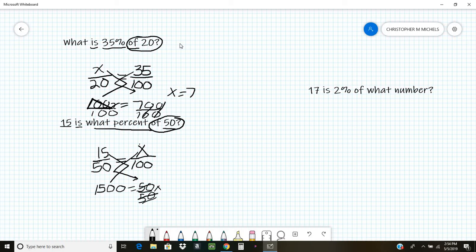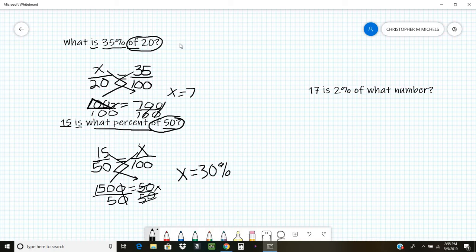Divide this by 50, so those cancel out. And let's see, 150 divided by 5. That gives me x equals 30, and in this case, 30%. Which seems reasonable, because 30% seems pretty feasible for 15 of 50.